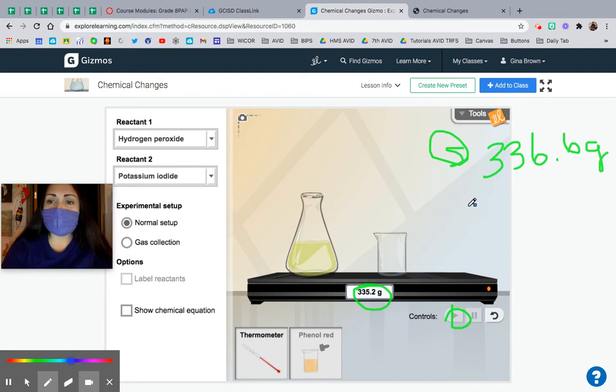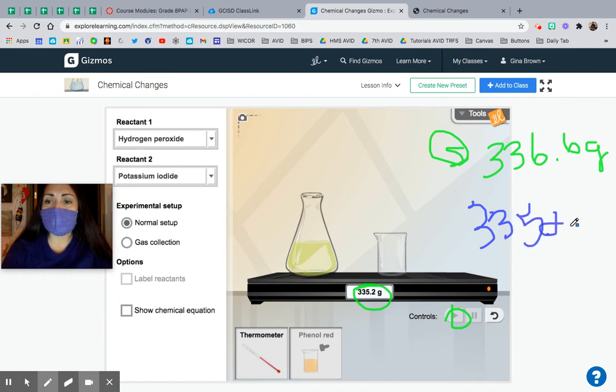So I'm going to do my ending mass. Y'all, it's hard to write with this. 335.2 grams. Y'all, that is a hot mess. Look at that. And I'm going to put E for ending. So I lost about 1.4 grams of mass. So you're going to note that, particularly in question 2.